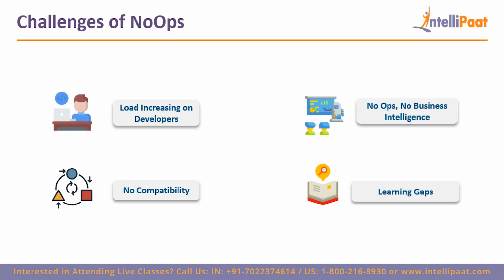So the next point is there is no compatibility. Probably not every application is compatible with the latest platform as a service solutions, right? And the related transition to complete automation will cause difficulties for companies also. Third point to note is that when there is no ops, there is no business intelligence. If you want to do business intelligence, then the ops team is your best option, guys.